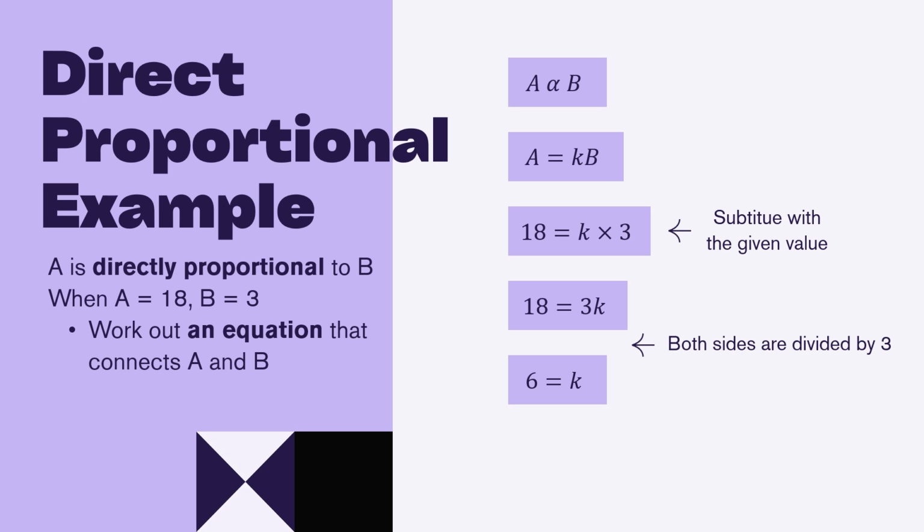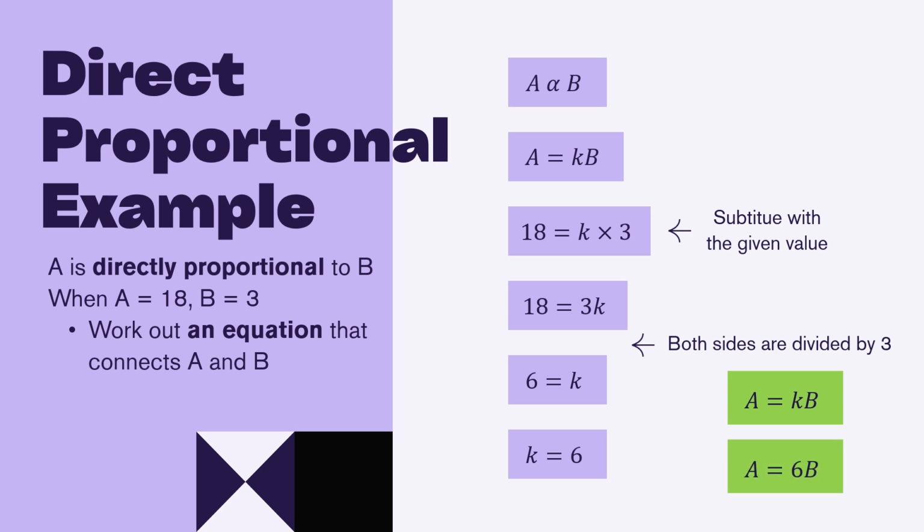The question asks us to write down an equation connecting A and B. We wrote down that A was equal to KB, but now we know the value of K. So we're going to write that out once more, but replace the K with a 6. So A equals 6B. This is the equation that connects A and B. So we finish this question.